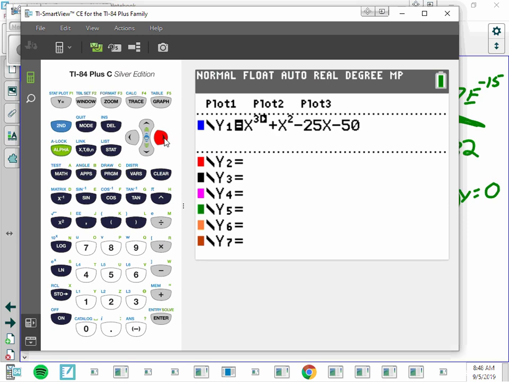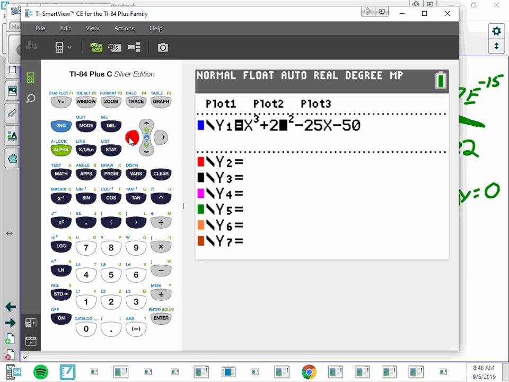And I need to put a 2 right here. But what's going to happen when I push 2? It's going to replace the x. So I need a way to insert things without messing up the equation. And to do that, you push second delete, where it says insert. And then when I push 2, it's going to bump the equation over without overriding anything. And that really comes in handy. So you don't have to retype the whole equation. Just move off of it.